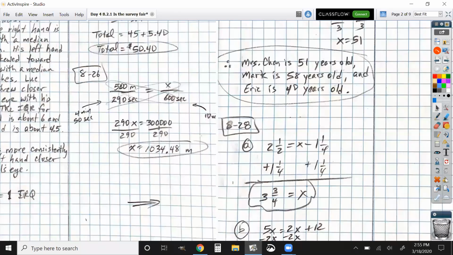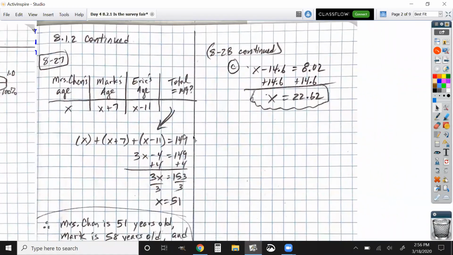Problem 8.26, I used cross multiplying to solve this problem just because it was easier than finding a giant 1 that makes 290 into 600. Ouch. And you should have x equal to 1034.48 meters. I did have to change the 4 minutes 50 seconds into 290 seconds so that I have a single number that I could work from to figure out 600 seconds.